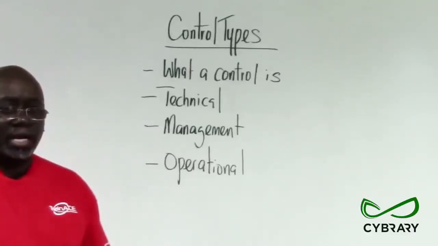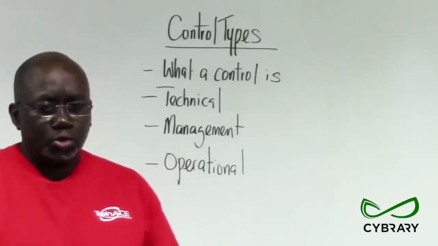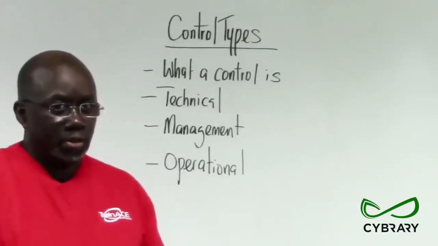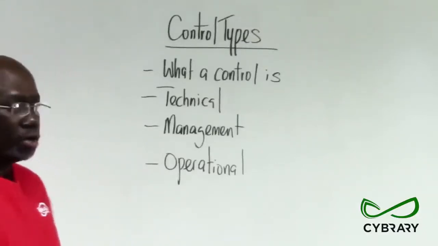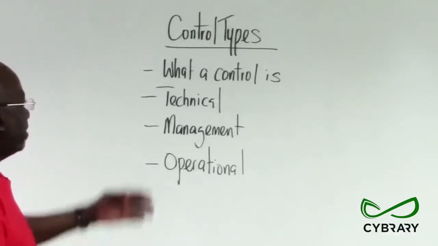Some organizations are able to implement policies but not enforce them. But by using controls and best practices, you want to implement the control and enforce the control. Controls are no good if they are implemented but not enforced. So we have different types of controls.